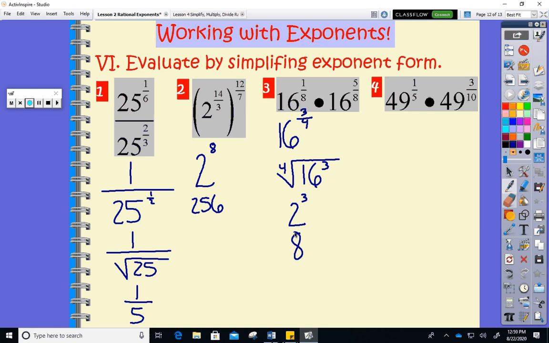All right, the last problem, or problem number 4, is like problem number 3. It's one where you just have to add the exponents. So it's going to be 49 to something. So here I go, scratch work. 1/5 plus 3/10. Multiply this one by 2 over 2 so you can get your common denominator of 10.